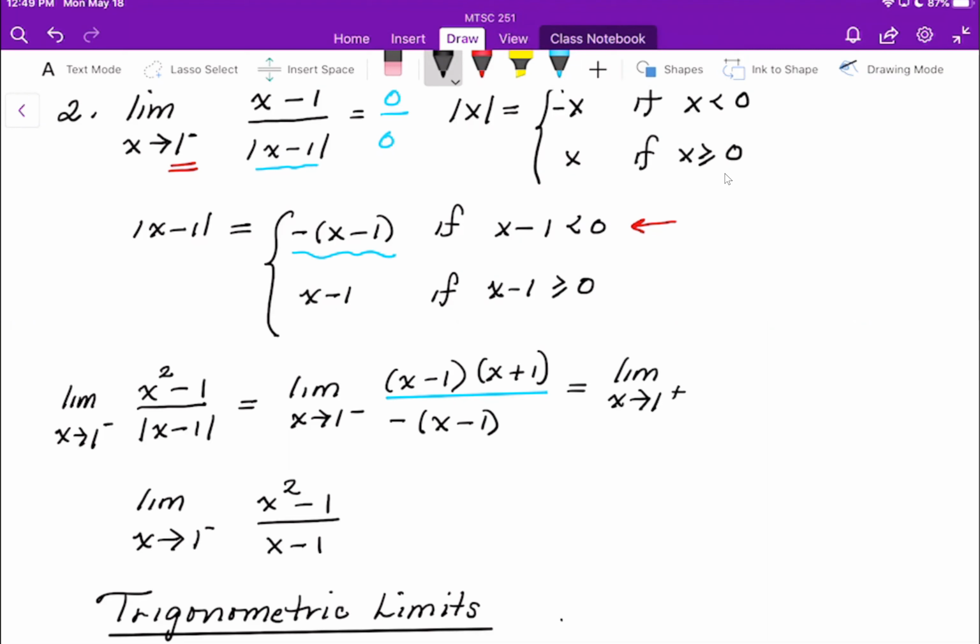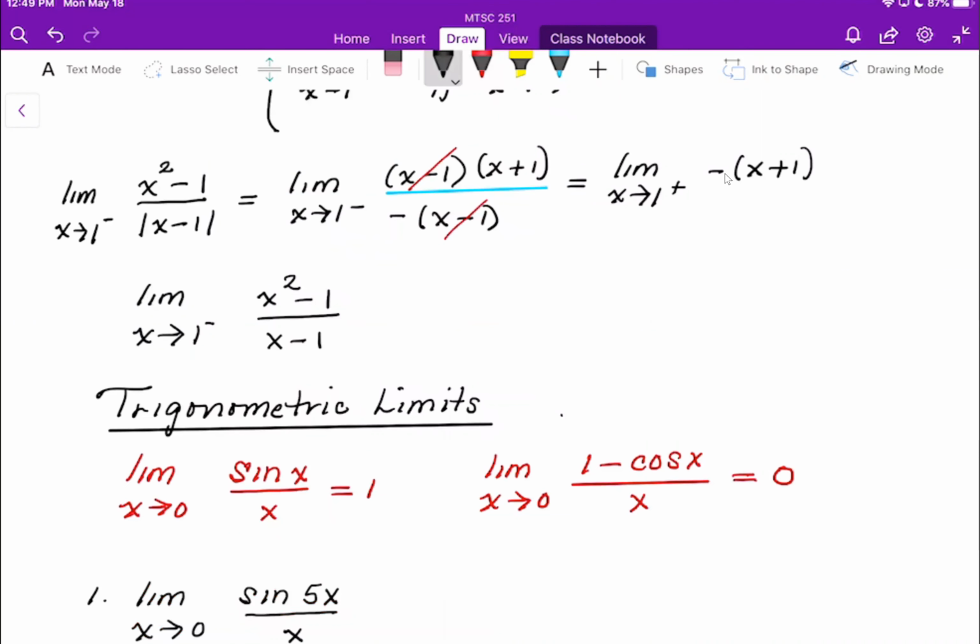And as you can see, I can algebraically divide out x minus 1 with x minus 1. So this now just gives me the opposite, or negative, x plus 1. So therefore, the limit as x approaches 1 from the left of this function is the same as the limit as x approaches 1 from the left of negative x plus 1. Direct substitution gives us minus 1 plus 1. So we get negative 2.